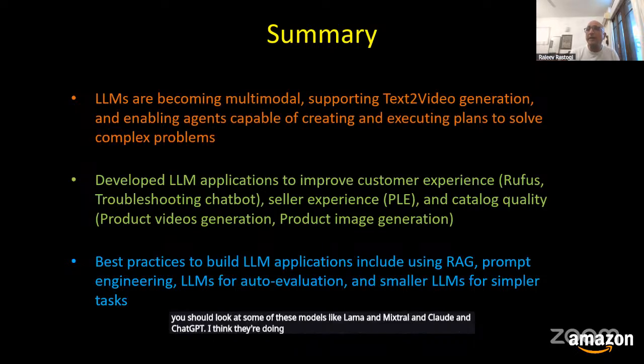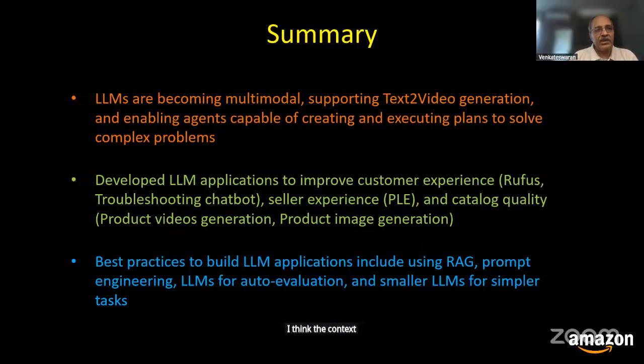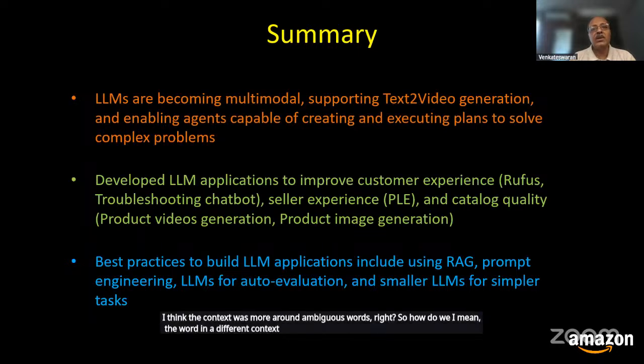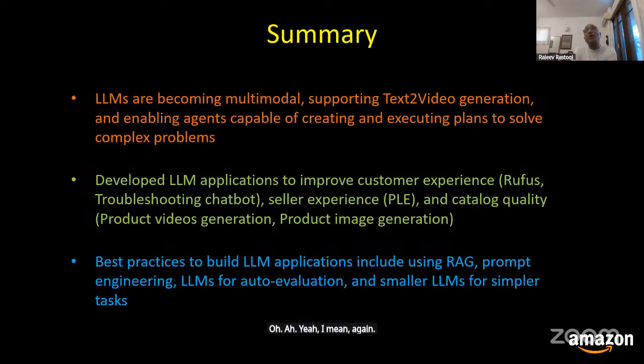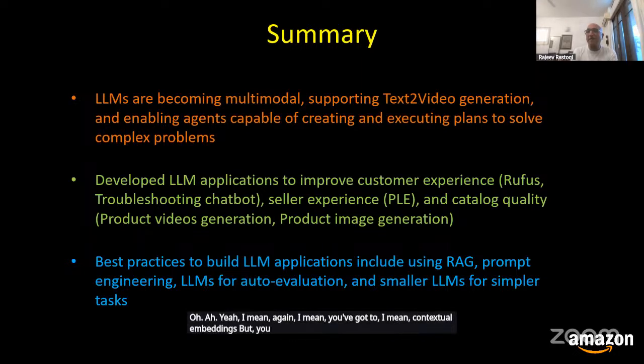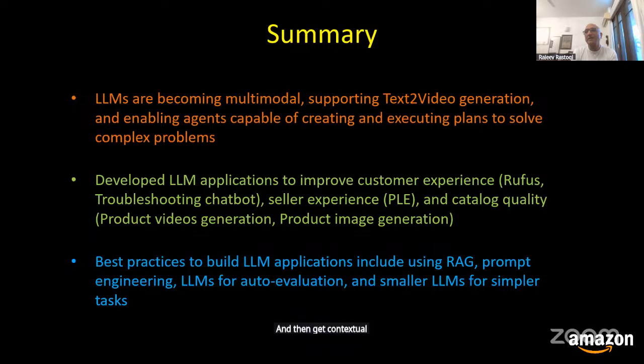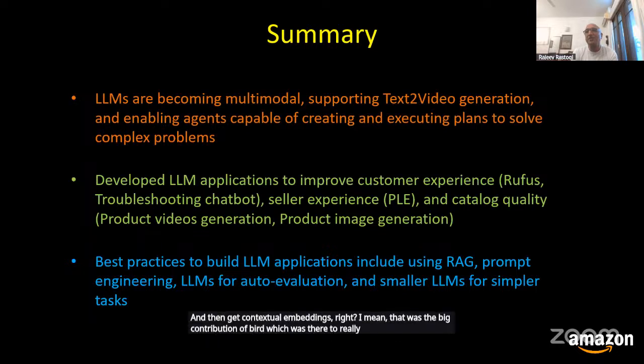I think they're doing pretty decent. I think the context was more around ambiguous words, right? So how do we, I mean, the word in a different context would have different meaning. Do you have any suggestions on that? Yeah, contextual embeddings, but BERT does that pretty well, right? So you've got to use techniques like BERT, train it on a Marathi corpus or fine-tune BERT on a Marathi corpus, and then get contextual embeddings, right? I mean, that was the big contribution of BERT, which was to really generate embeddings based on the context here.